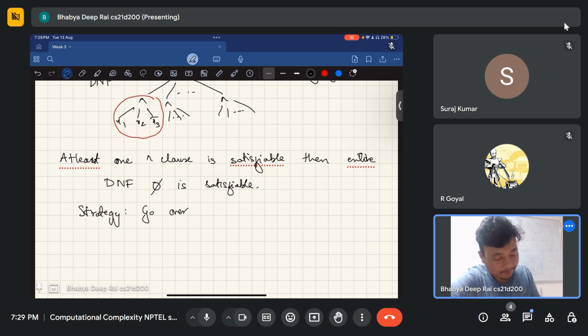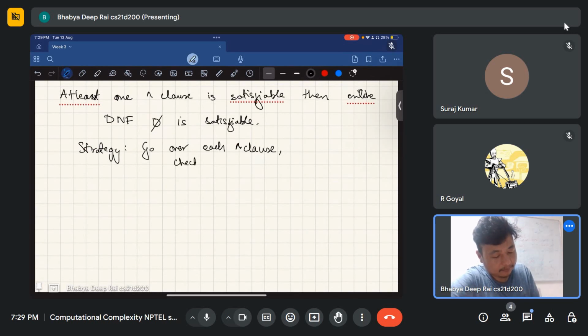Go over each clause and check satisfiability. Now what does checking for satisfiability here mean? How do I check whether an AND clause is satisfiable?